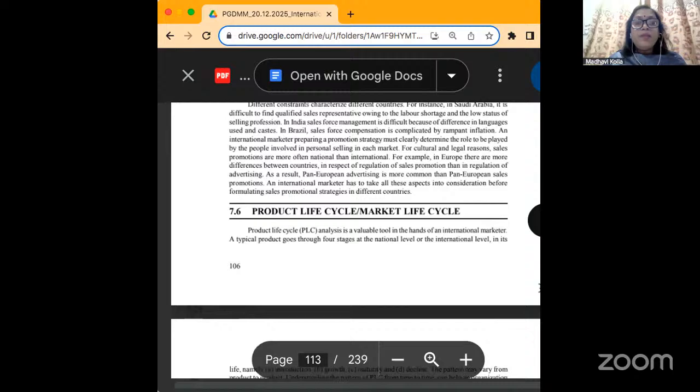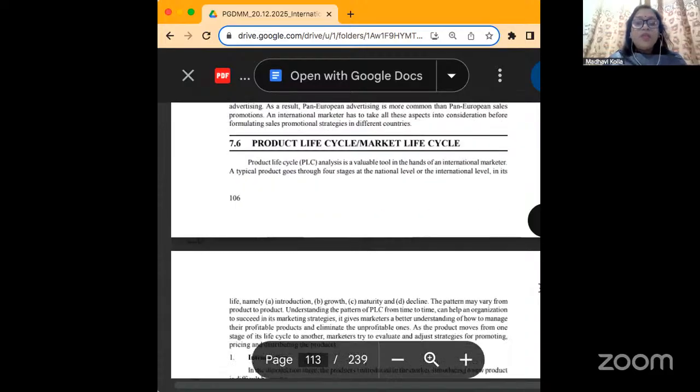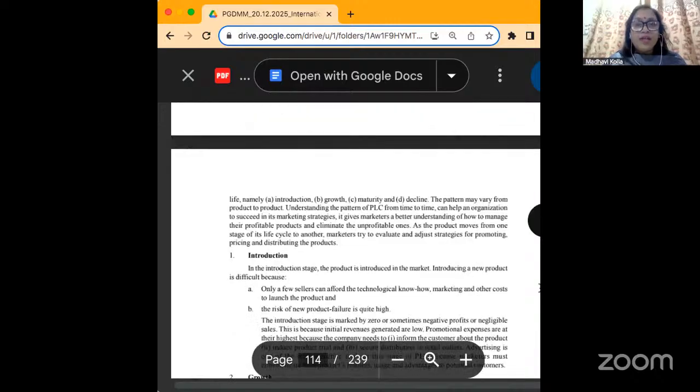So the next one that we'll be talking about is the product life cycle or market life cycle. When we talk about product life cycle, or PLC, we are saying as a general approach that the analysis is a very critical tool in the hands of an international marketer. A typical product goes through four stages at the national level or the international level. The first is, of course, the introduction. Second is the growth. Third is maturity, and the fourth one is decline.